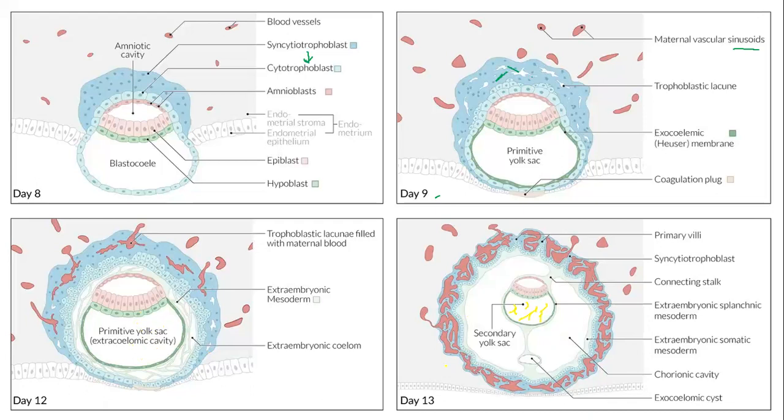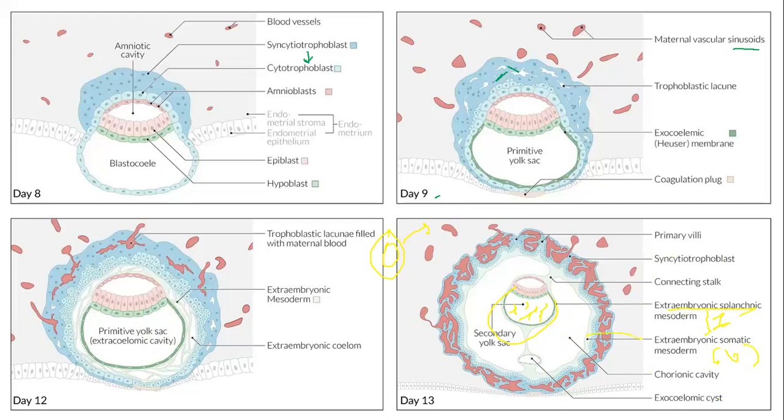The extraembryonic mesoderm, the inner cell layer, is now termed the extraembryonic splanchnic mesoderm. Here there is the extraembryonic splanchnic mesoderm and the extraembryonic mesoderm, which is our outer layer. So we have one inner layer and one outer layer. The inner layer we are talking about is known as the extraembryonic splanchnic mesoderm, and the outer layer is known as the extraembryonic somatic mesoderm.